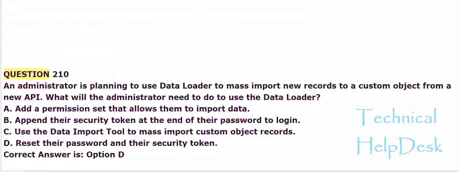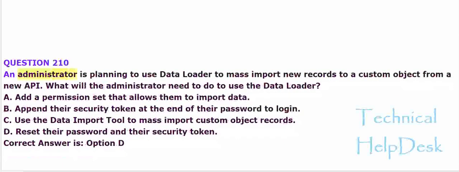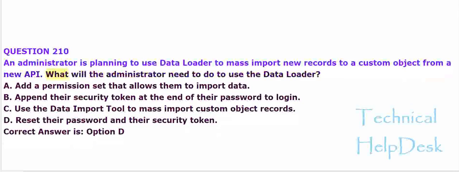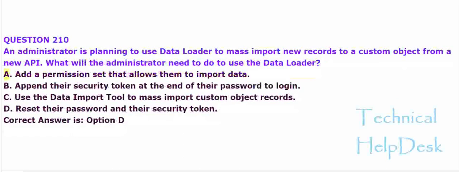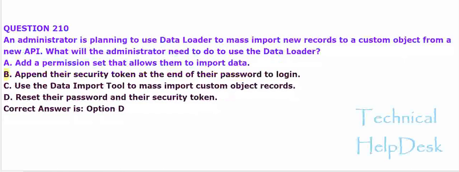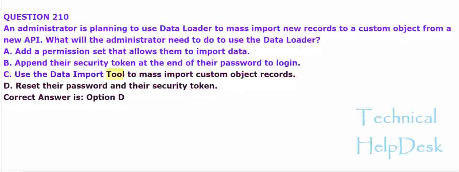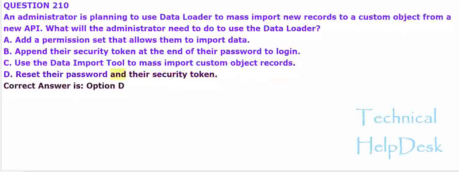Question 210. An administrator is planning to use Data Loader to mass import new records to a custom object from a new API. What will the administrator need to do to use the Data Loader? A. Add a permission set that allows them to import data. B. Append their security token at the end of their password to log in. C. Use the data import tool to mass import custom object records. D. Reset their password and their security token. Correct answer is option D.